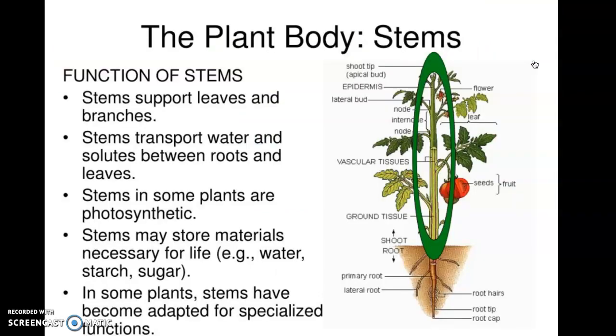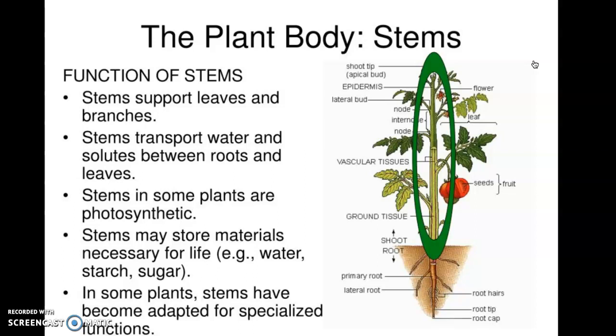The stem supports the leaves and the branches. It allows the plant to have that upward direction. It holds the plant up. It transports water and solutes, which are like the nutrients, between the roots and the leaves.